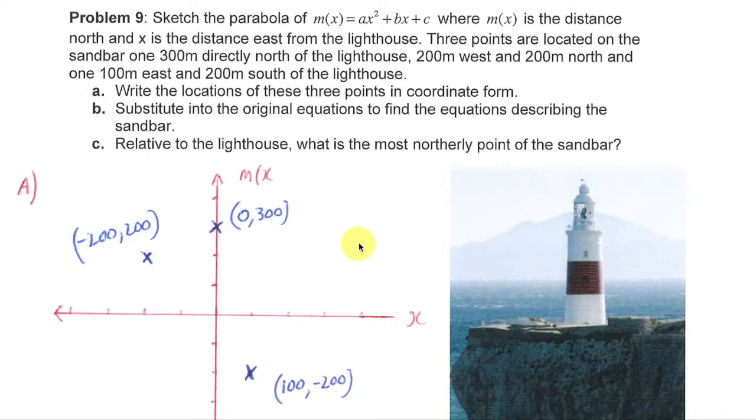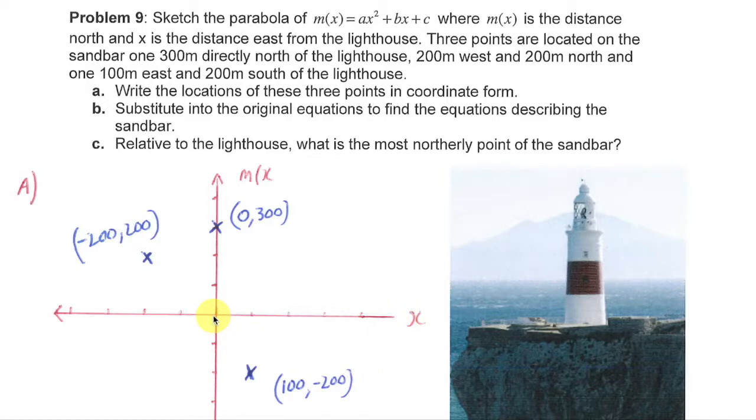And there's my graph. All the information I need. We have a really good modeling question. It's all about a lighthouse. So we have a lighthouse, and we have a function m of x that describes a sandbar around that lighthouse. The m of x tells us how far north we are away from the lighthouse, and the x tells us how far east we are.